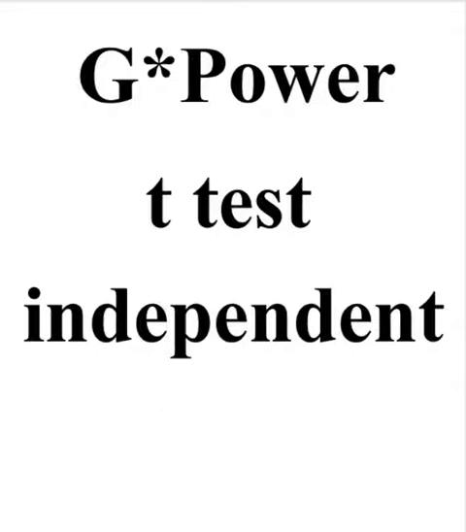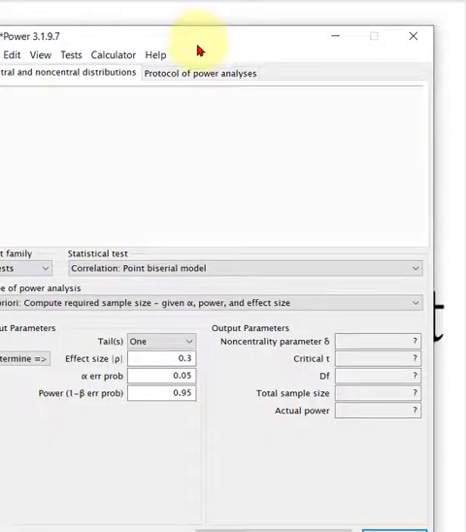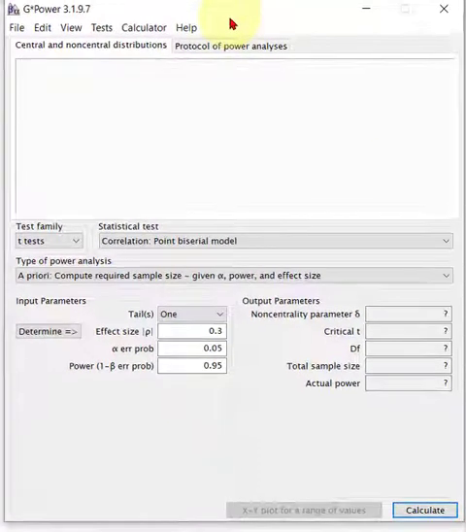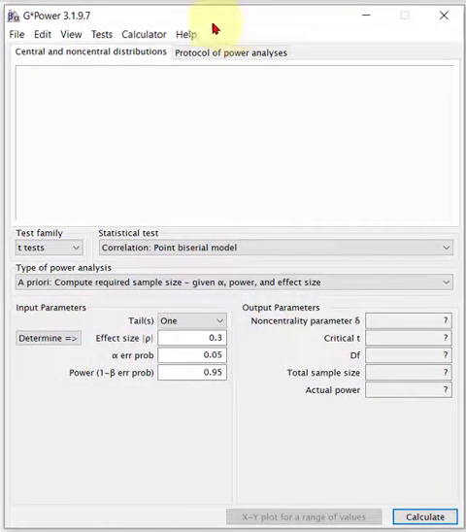We're going to use G-Power to calculate the minimum sample size needed to run an independent t-test. So let me pull up G-Power. Where are you? There you are. Get you in the screen here. So this is what G-Power looks like when you first open it up.